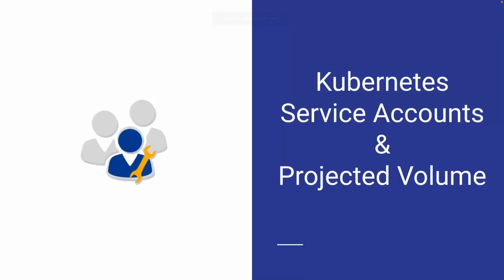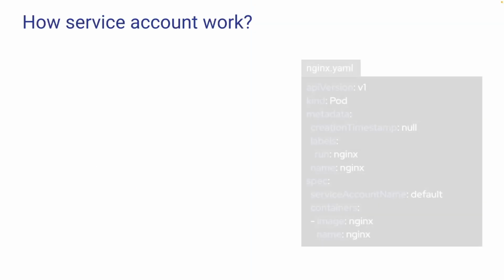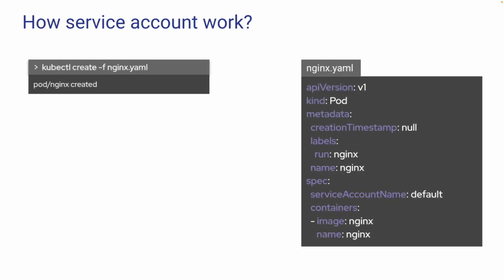Moving forward, Kubernetes service accounts and projected volumes. To understand how Workload Identity Federation works in Kubernetes, we first need to understand how service accounts function in Kubernetes. Now let's take a look at what happens when a pod is created in Kubernetes. When a pod is launched, the Kubernetes API server uses the service account admission controller to check whether a custom service account has been specified. If a service account is provided, the API server verifies its existence. If no account is specified, Kubernetes assigns the default service account to the pod.